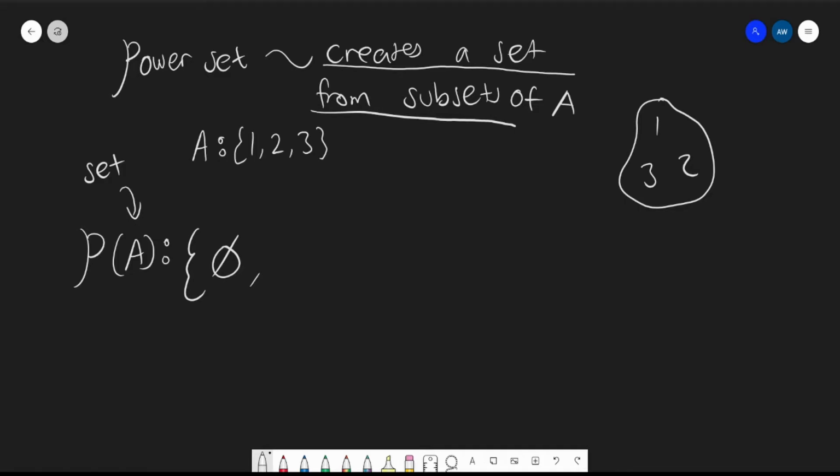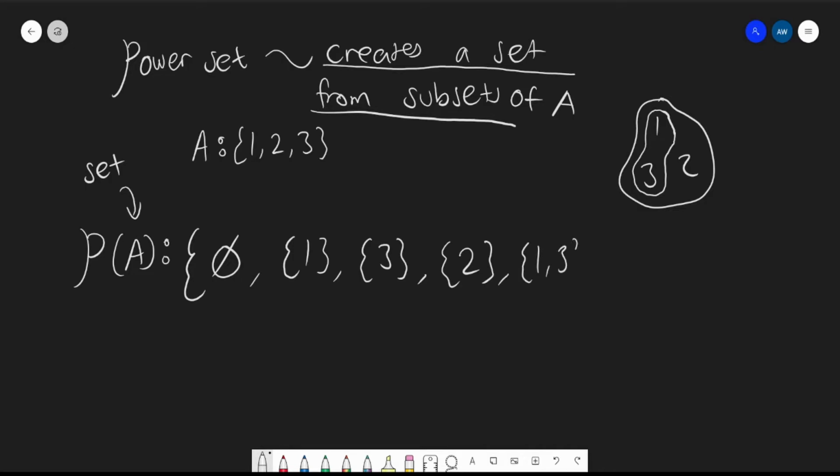I can also make a set which just goes all around 1. So this is the set that consists of the number 1. And I can do the same for everything else as well. So I can draw the set consisting of 3 only and the set consisting of 2 only. And I can also join 1 and 3 together. That's also a valid subset. Everything is still contained within A. So I can write 1, 3 there. And I can also write 1, 2.